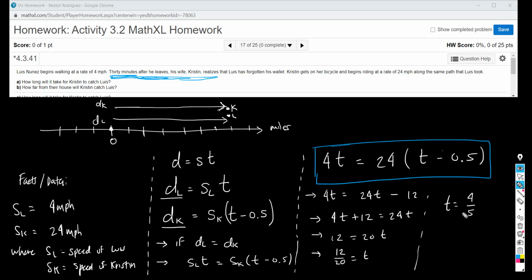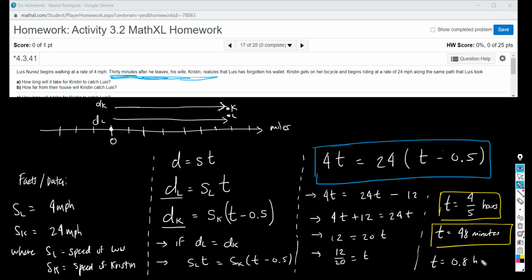So 4 over 5. 4 over 5 what? Hours. Which is about how many minutes? 48 minutes. Try to understand why 4/5 of an hour is actually equal to 48 minutes, please. And we are done, guys. You can write it like this, or like this, or you can also write it in decimals. For example, how much is 4 over 5? That's going to be 0.8 hours. So these three statements mean exactly the same thing.